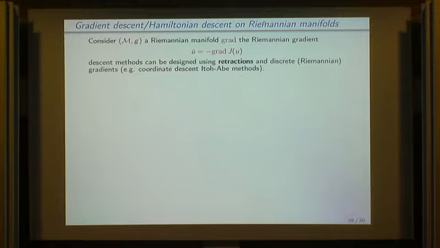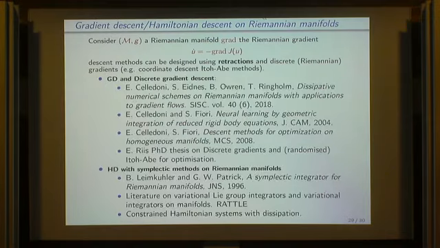So we have done some recent work on gradient descent and discrete gradients on Riemannian manifolds, and in particular for gradient flows we have been considering Ito-Abe methods. This is a sort of coordinate gradient descent. It's very simple. It doesn't require computing derivatives, and it can be randomized. And that is very important in non-convex optimization.